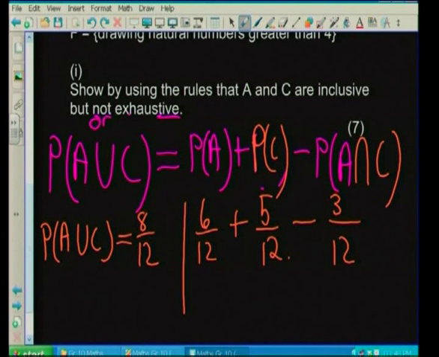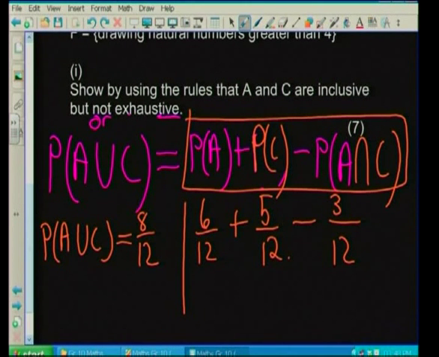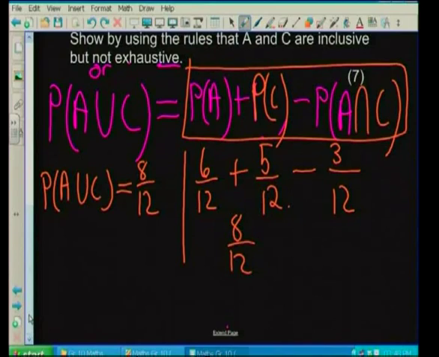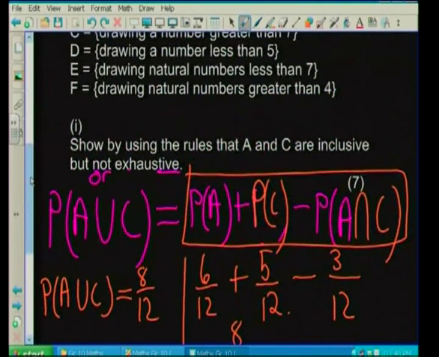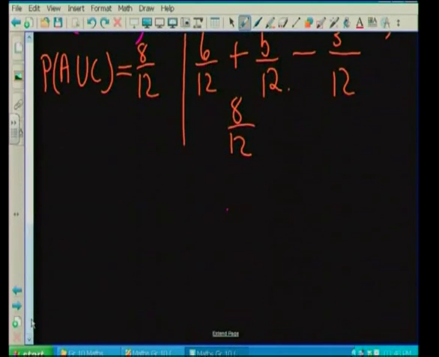Okay, so this right-hand side gives me 11 over 12 minus 3 over 12, which is 8 over 12. And I can then say the left-hand side is equal to the right-hand side. Therefore, they are inclusive. Just make sure, yes, they are inclusive but not exhaustive.